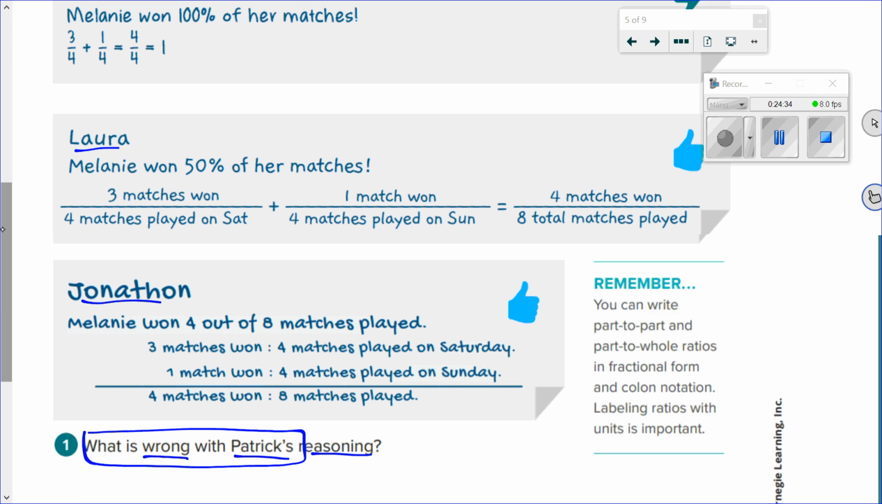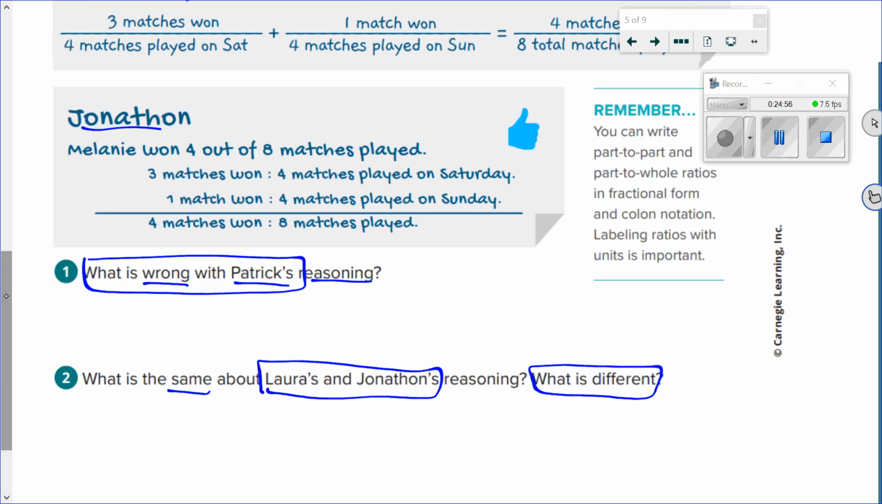He looked at individual matches. He didn't do the actual total, did he? Because how many should he have added these out of? 8. So his math was wrong because he didn't use the correct denominators. He used each individual day, not the total number of matches. Okay? So the bottom line, he had the wrong denominator. She played 8 matches, not 4.